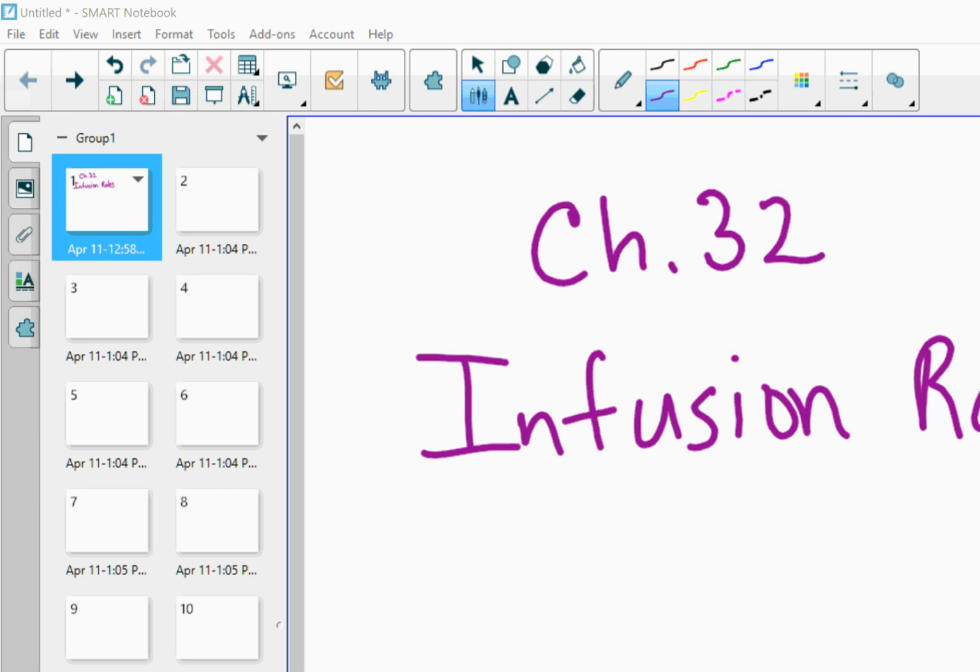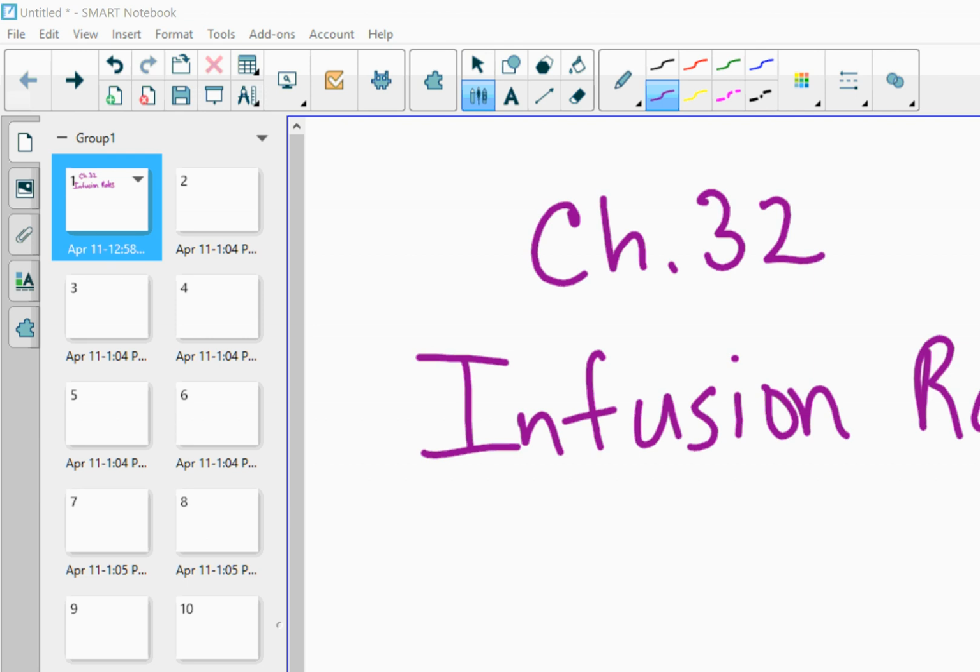Chapter 32 is infusion rates and drip rates. So the learning objectives for this chapter: after this chapter, the student will be able to calculate the rate of infusion if the volume of infusion and the time of infusion are known, calculate the rate of flow for an IV in drops per minute if the calibration of the IV set is known along with the volume of the infusion and the time of the infusion.